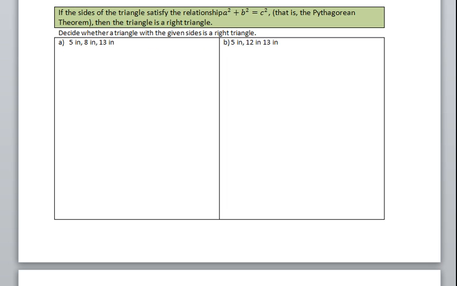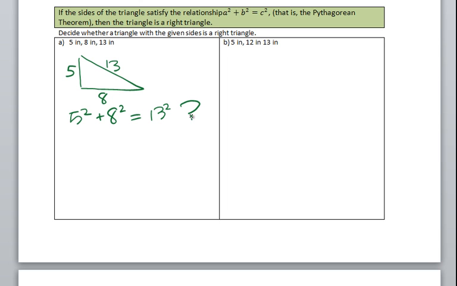So here we're going to use the Pythagorean theorem to decide whether a triangle with the given sides is a right triangle. So here, let's take a look at the information that's given on the left-hand side. We have a leg with 5 inches, a leg with 8 inches, and a leg with 13 inches. So just so that I can kind of visualize what's going on, I'm going to draw a triangle, and I want to know if that's a right triangle. And I can't just eyeball it because I just drew it, and I can make it look right if I wanted to. But what I want to know is if a squared plus b squared equals c squared. Is this a true statement?